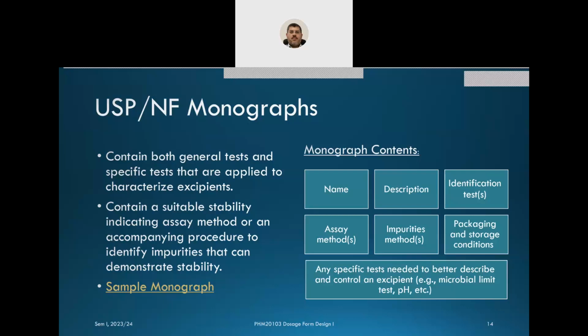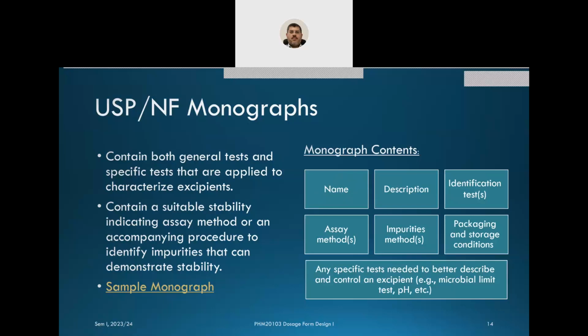So in the USP, you will also have a national formulary, and other pharmacopoeias as well. USP for the United States. You can find the European Pharmacopoeia, British Pharmacopoeia, Japanese Pharmacopoeia. Also, you can find monographs for excipients. So the monograph will have a title, which is mainly the excipient name.